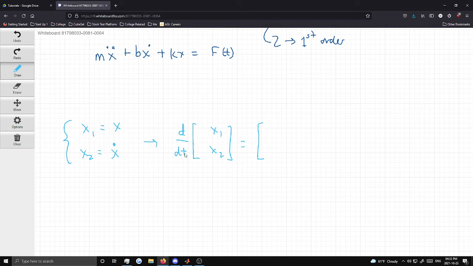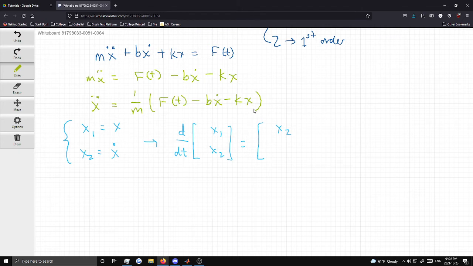So, the derivative of x1, well, the derivative of x1 is the derivative of x, which is x2. Okay, that's pretty straightforward. And the derivative of x2 is the derivative of x dot, which is x double dot. Well, we can extract that from here. So, let's move everything off to one side. So we have m x double dot is equal to f of t minus b x dot minus kx. And then we move the m term out. So 1 over m times f of t minus b x dot minus kx.